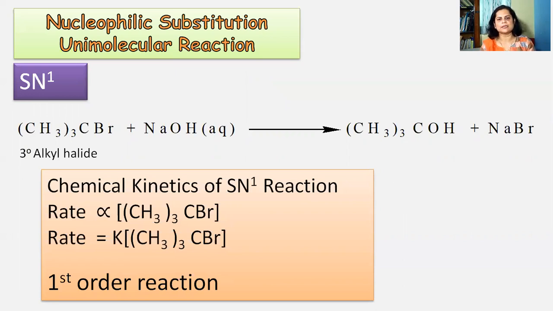Chemical kinetics for the SN1 reaction. The rate of reaction is directly proportional to the concentration of only tertiary butyl bromide. It means the rate of reaction depends upon the concentration of only one reactant, and therefore it is a first order reaction, and SN1 stands for unimolecular. If we increase or decrease the concentration of OH minus ion, it does not affect the rate of reaction. But if we increase the concentration of tertiary butyl bromide, the rate of reaction also increases. Like that, it is a first order reaction.